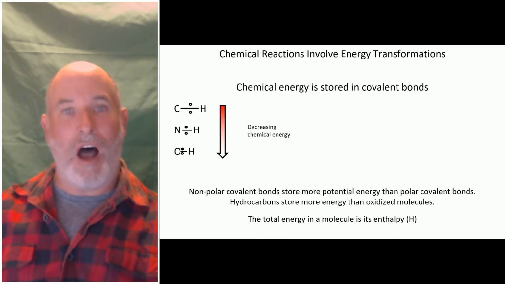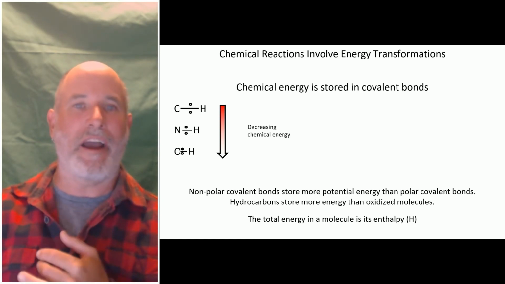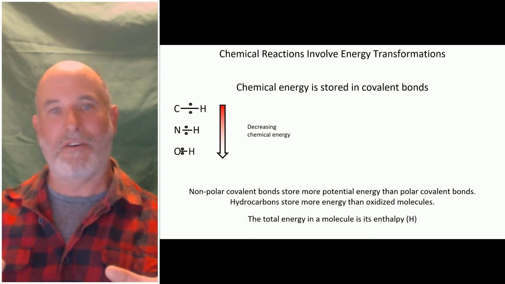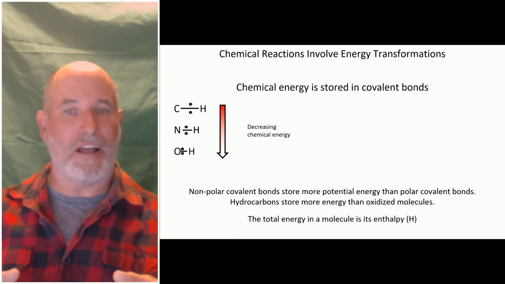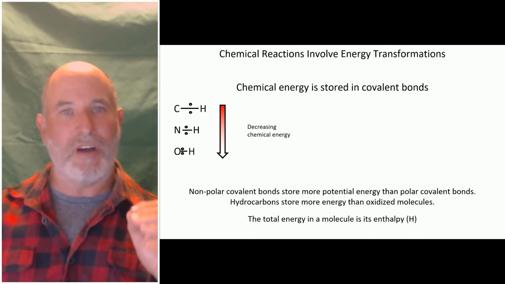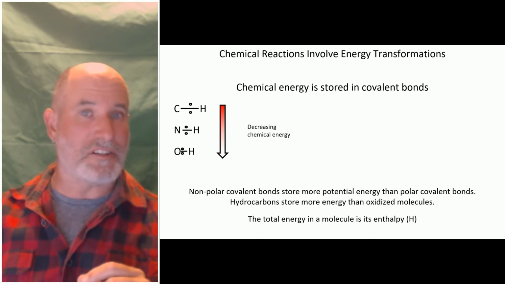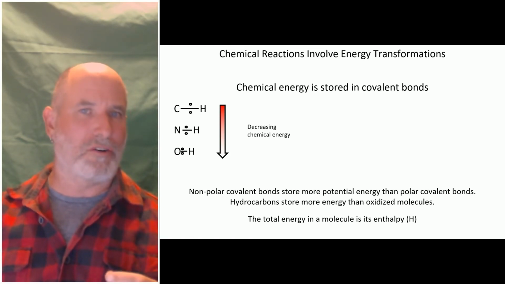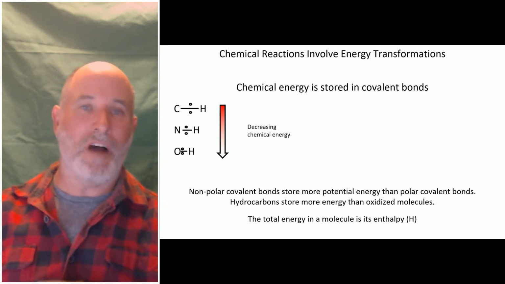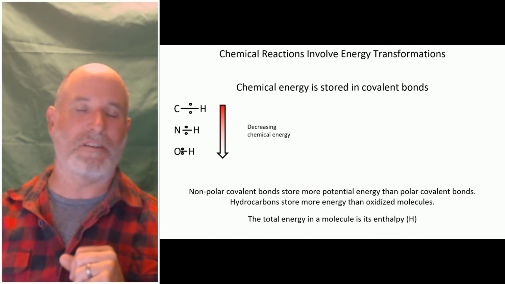So if you have a nonpolar covalent bond, like the one between two carbon atoms, or between carbon and hydrogen, those electrons are equidistant from the nucleus. They're as far away from the nucleus as they can. Those bonds hold lots of energy. And then as we go from nonpolar covalent bonds to polar covalent bonds, those bonds store less energy. So if you have a polar covalent bond with oxygen and carbon, or oxygen and hydrogen, those bonds do not store a lot of energy because the oxygen is electronegative. It's holding on to those electrons very tightly.